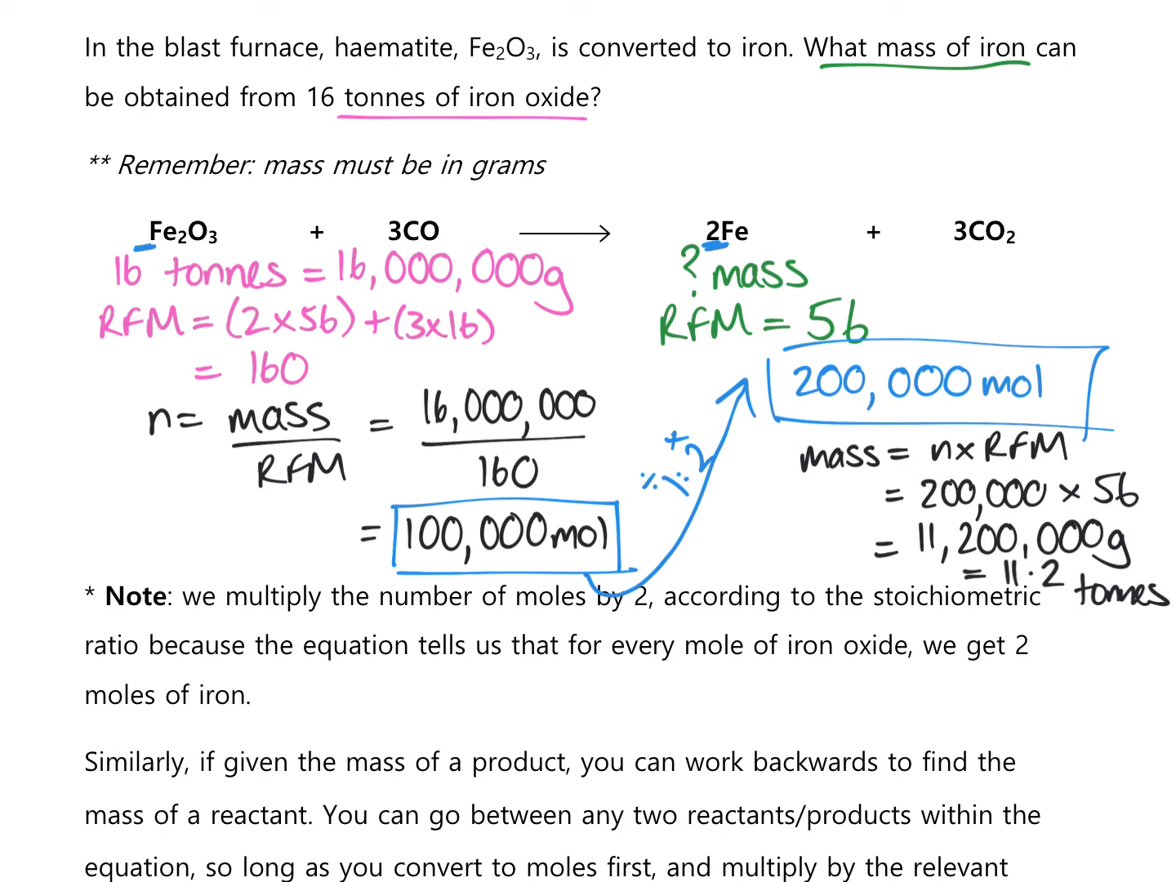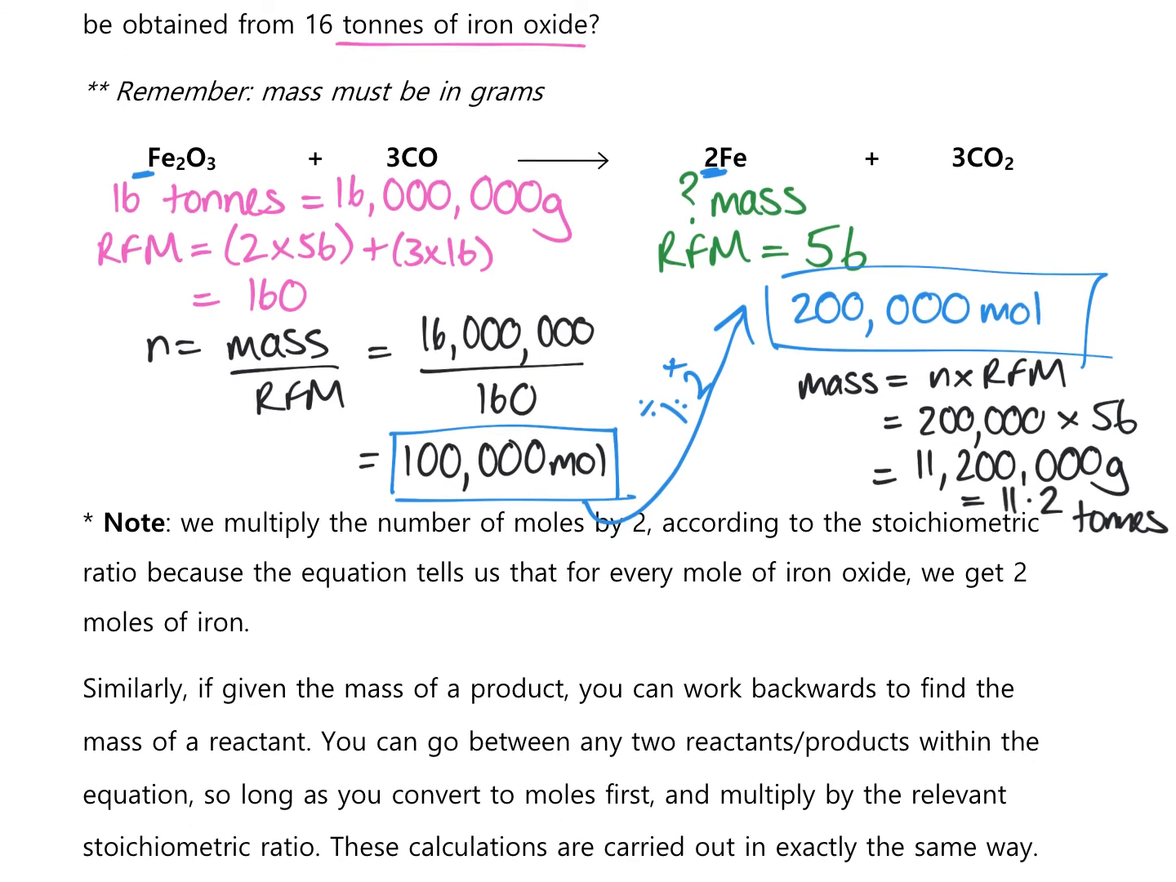Just be careful, look out in the question, have they specified what unit they want it in, but generally try and quote your answer in the same unit as it's given in the question. So you're told you have 16 tonnes of iron oxide, so try and make your answer in tonnes as well. If they don't specify, it doesn't matter, but that's probably the best way to do it. So just be careful to double check your ratio.